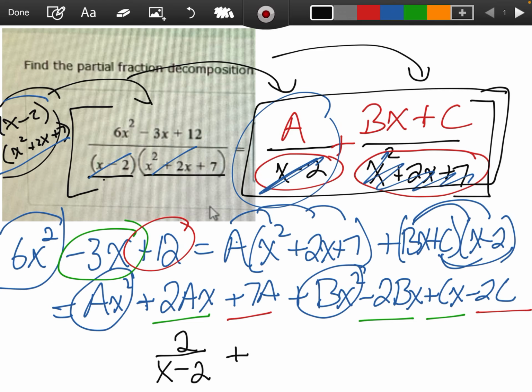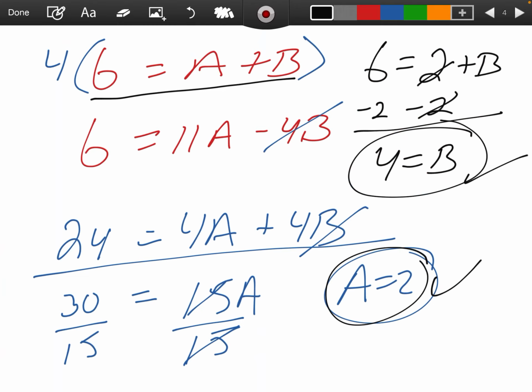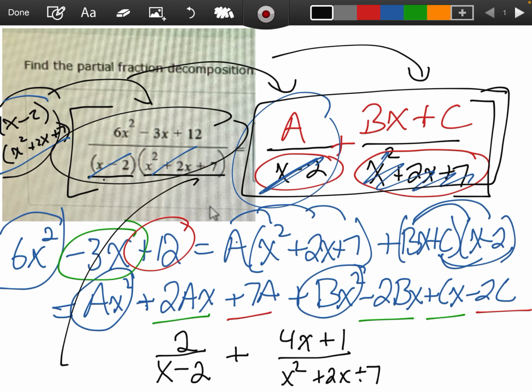We said a was 2. So I'm going to have 2 over x minus 2 plus b, which was, oh my goodness, I forgot what b is, but it should be right here. B is 4. So b is 4, so that's a 4x plus c, which I want to say was 1, all over x squared plus 2x plus 7. And so this piece here is equal to all of this fun business right here, okay? It's supposed to be a plus 7.